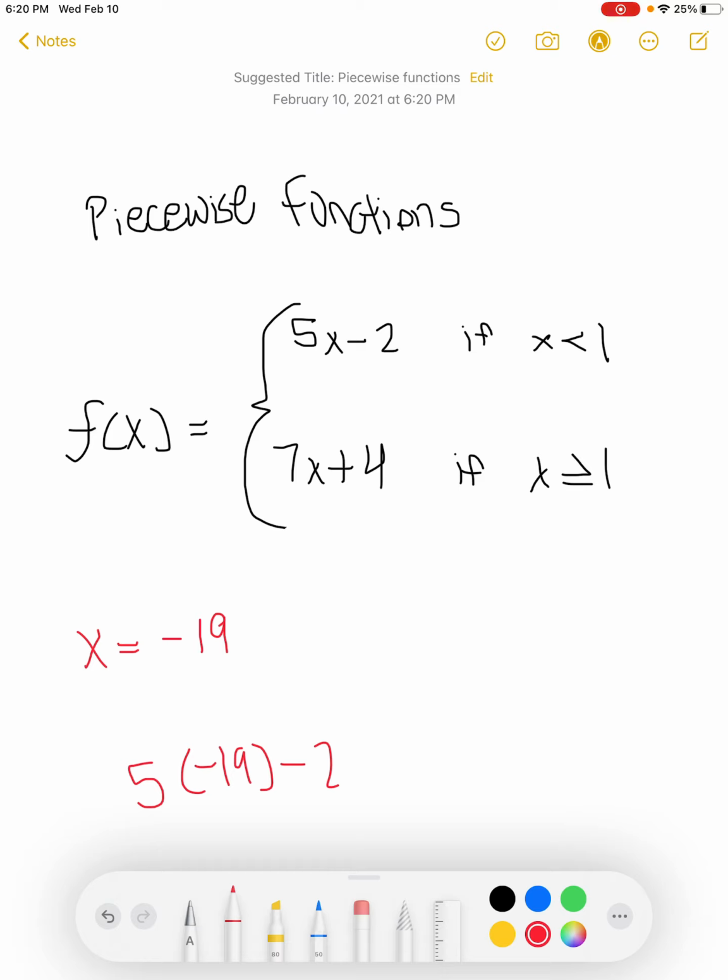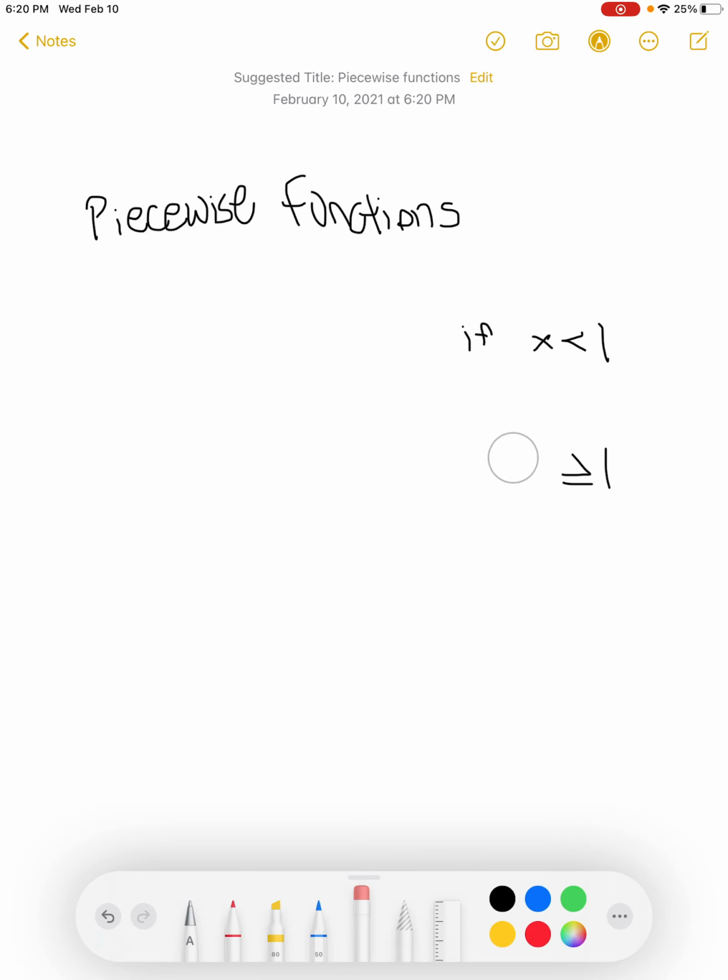5 times negative 19 is negative 95. Minus 2 is negative 97. There we go. So now you can see that's what you do. It doesn't matter what equations are there, that's what you do.